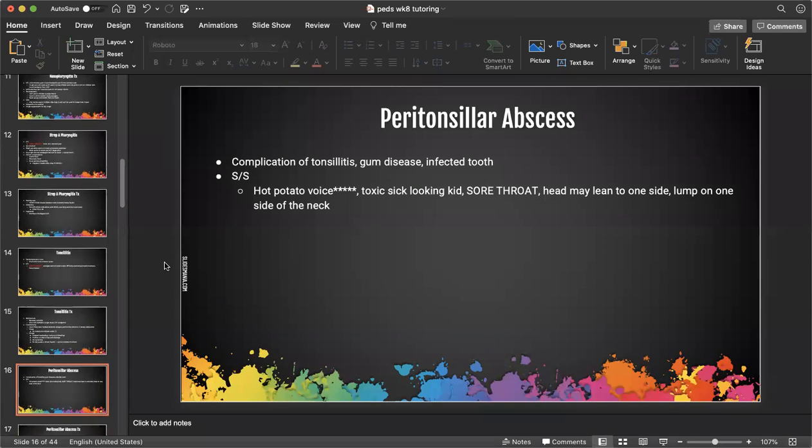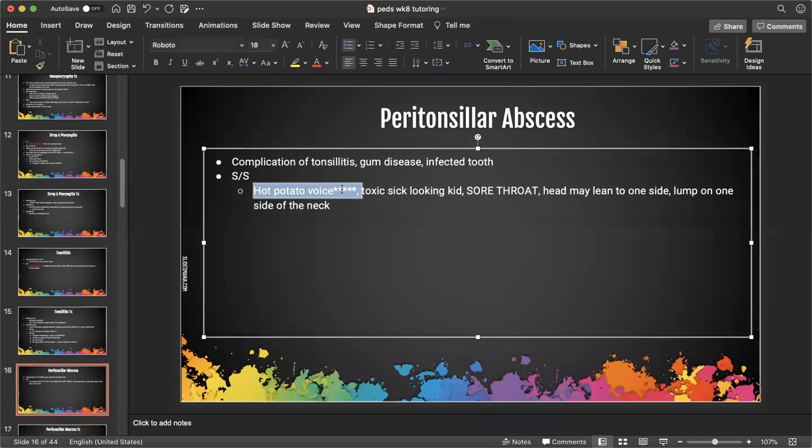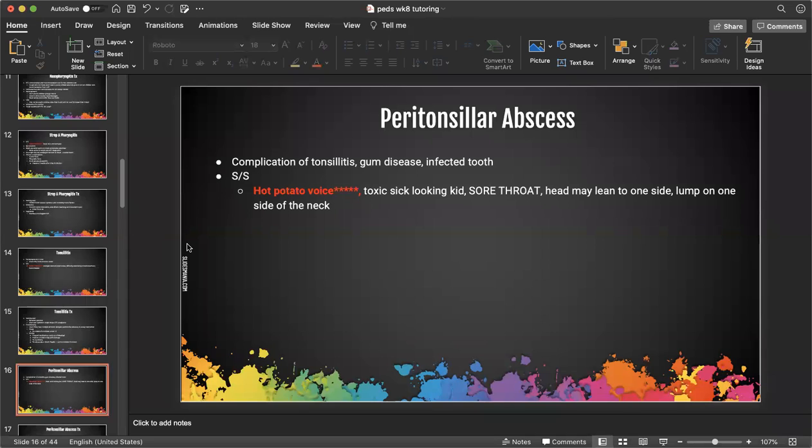So, peritonsillar abscess. It's a complication of tonsillitis, gum disease, an infected tooth, anything like that. The biggest sign and symptom for peritonsillar abscess is that hot potato voice. I remember this being a question on the exam. So when you think of peritonsillar abscess, automatically relate it to hot potato voice.